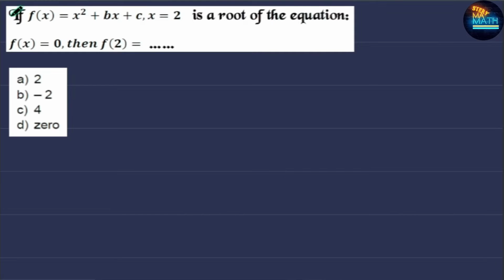If f of x is equal to x squared plus bx plus c, and x is equal to 2 is a root of the equation f of x is equal to 0, then f of 2 is equal to what? So here we know that the root of the equation means the number or the value that satisfies the equation. And here the equation is equal to 0 because he mentioned that f of x is equal to 0. So of course f of 2 is equal to 0.